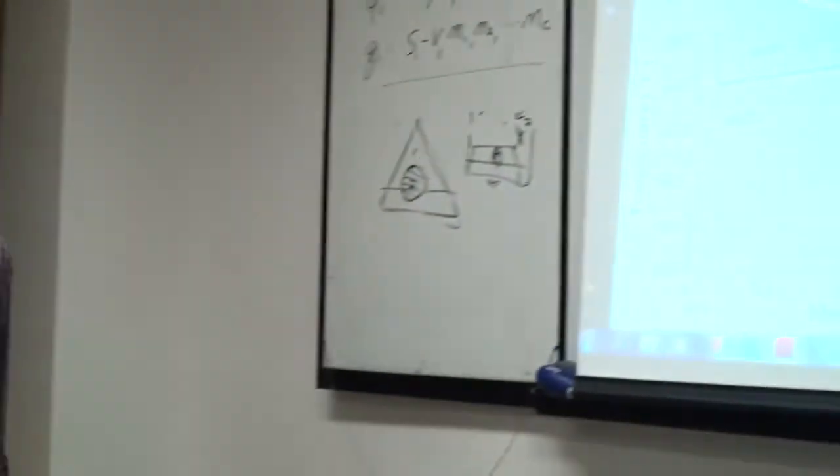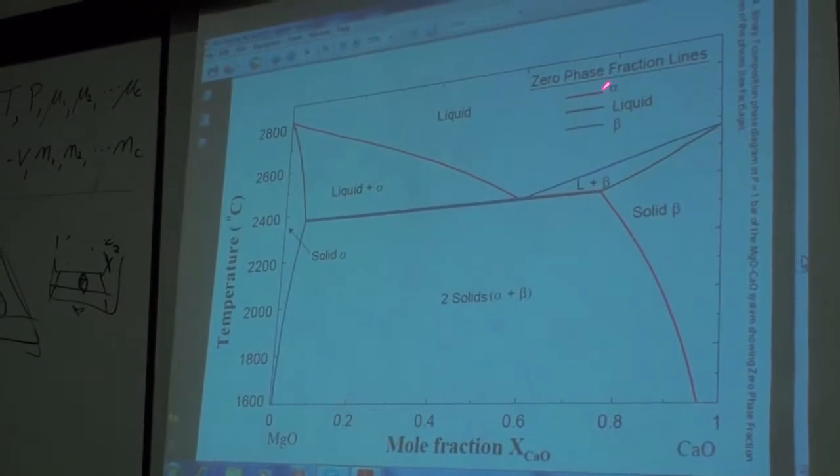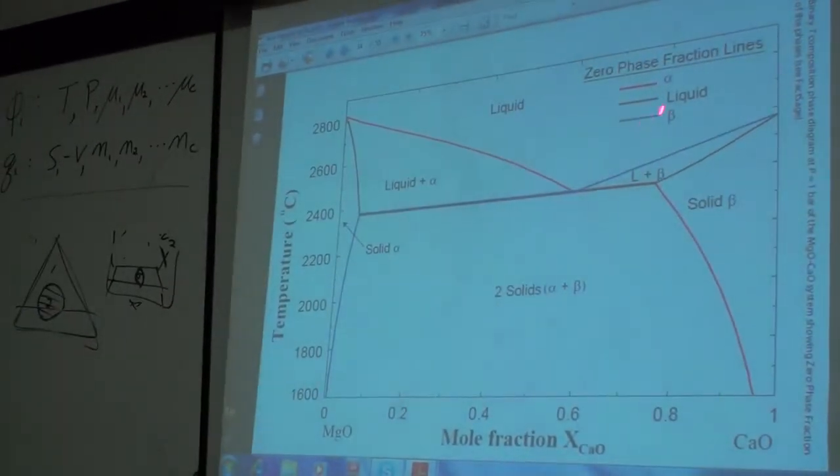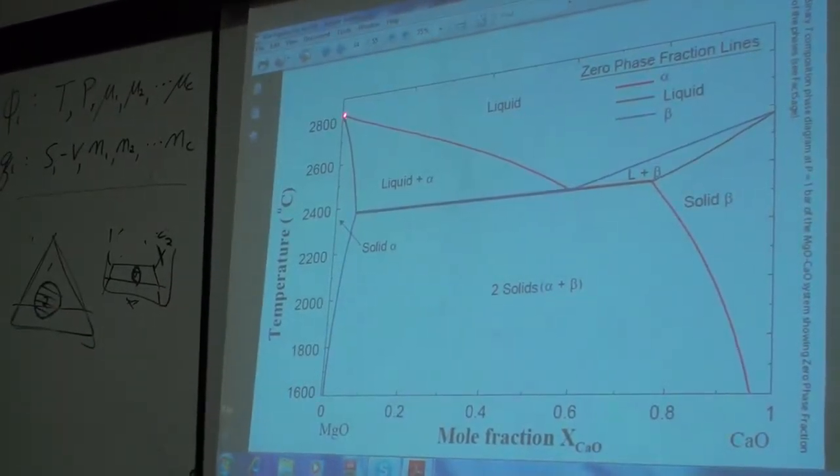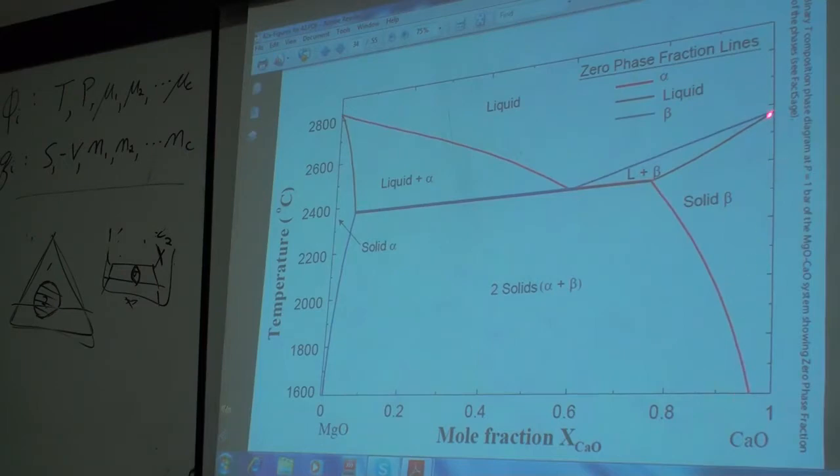Okay, so there we go. So this is your binary phase diagram. And remember now, in the binary phase diagram, you have three phases, alpha, beta, and liquid, and these are your zero phase fraction lines. So the alpha phase appears along this line. The alpha phase is on one side but not the other. Goes down here. This is your beta phase zero phase fraction line, and this is your liquid zero phase fraction line. Now you see that the liquid, this line, that the eutectic then is calculated twice.